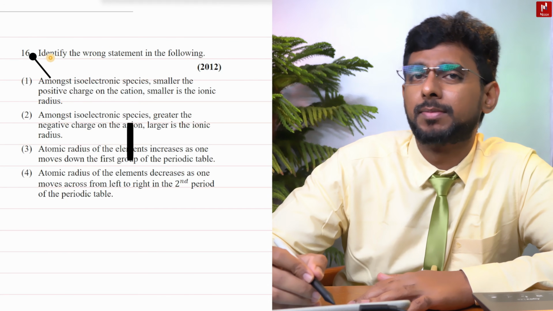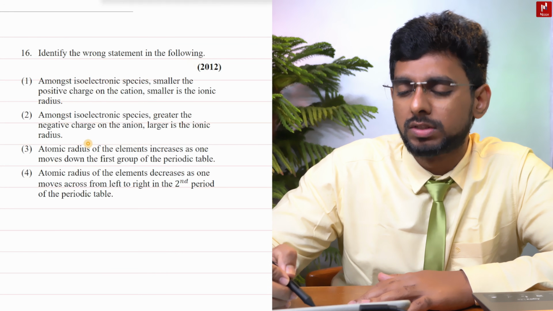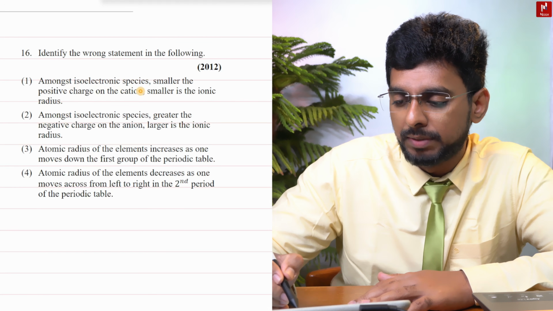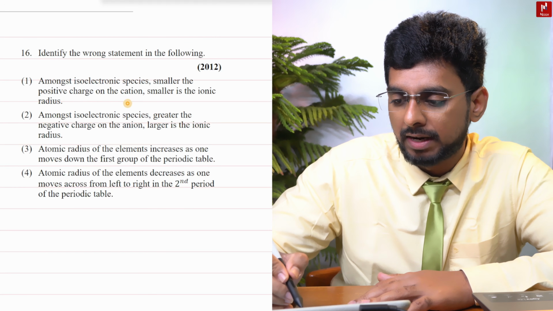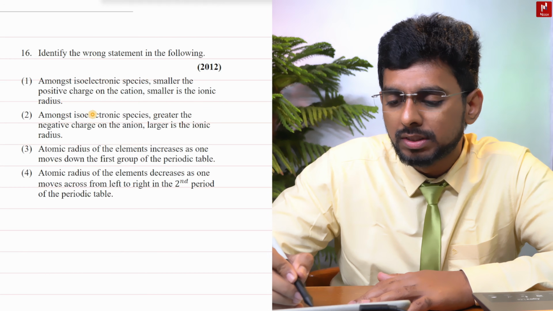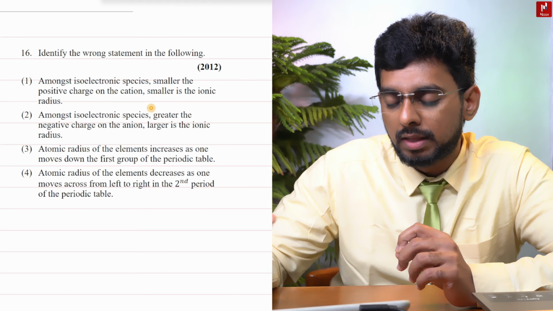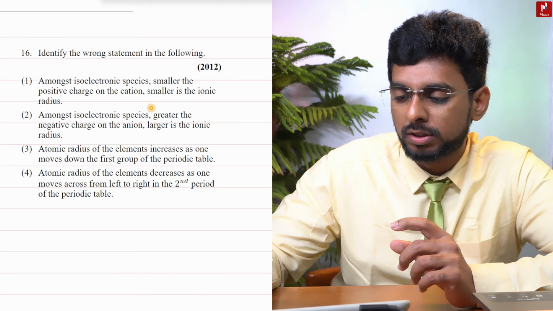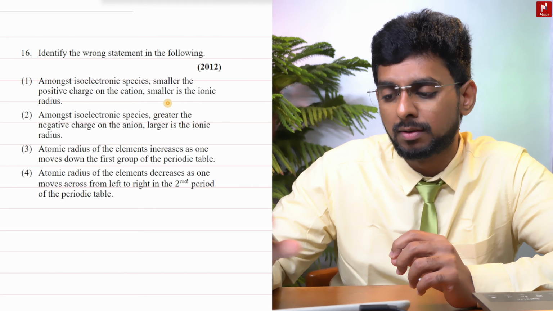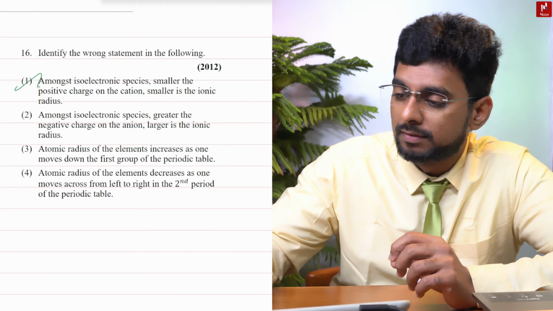This question is also statement based. Simple question. Identify the wrong statement in the following. I just need to get the wrong statement. Let me read the first option. Amongst isoelectronic species, smaller the positive charge on the cation, smaller is the ionic radius. So this is the wrong one, isn't it? Smaller the positive charge, the ionic radius has to be bigger, right? More the positive charge, it will shrink. But here they have given the other way around: smaller the positive charge, more the ionic radius. The first option in itself is wrong. The answer is option 1.